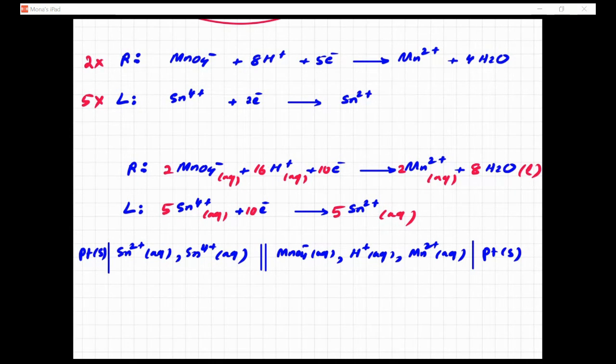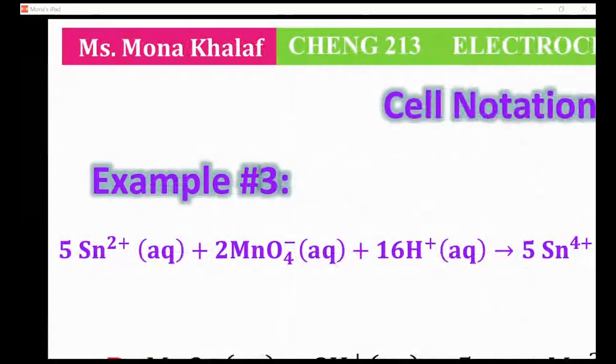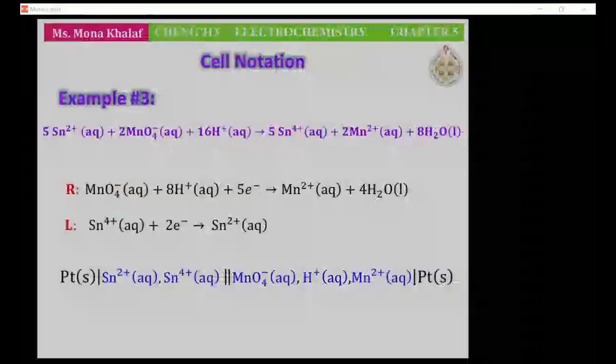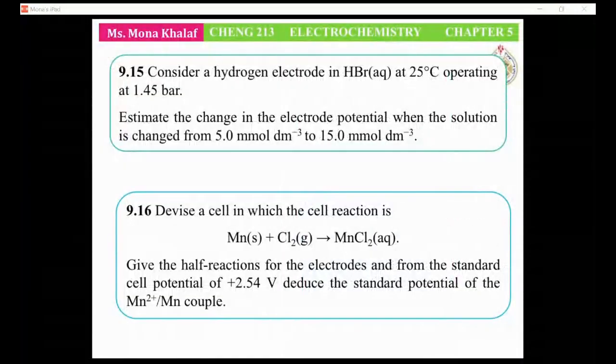Inside the cell, in the solution, on the left I have Sn⁴⁺ and Sn²⁺ according to the reaction. On the other side I have MnO4⁻, H⁺, Mn²⁺. This is what we are going to have. You can see the answer here also. This is the end of this chapter, and we are going to start solving questions.